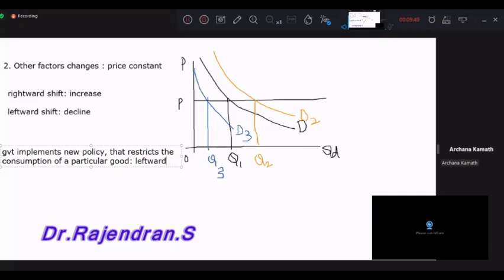Same way, government can relax the consumption, right? Sometimes government gives you like you can consume as much as you want. There is no restriction in the consumption, there will be a rightward shift of the demand curve. Fine?